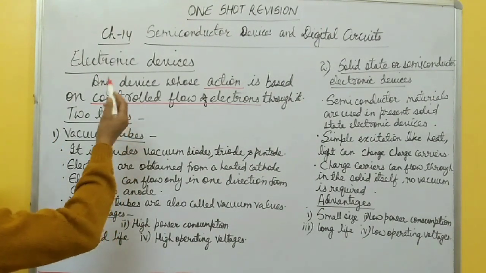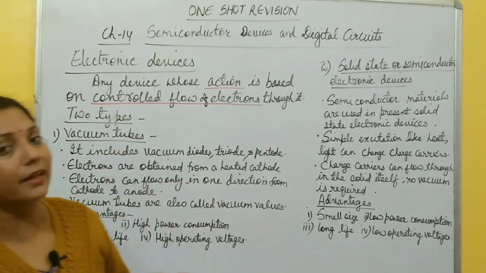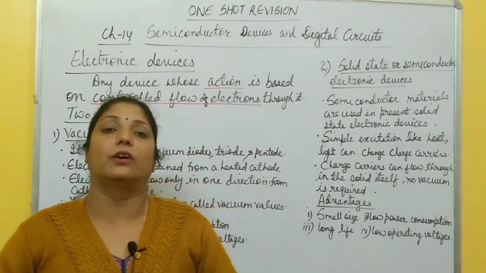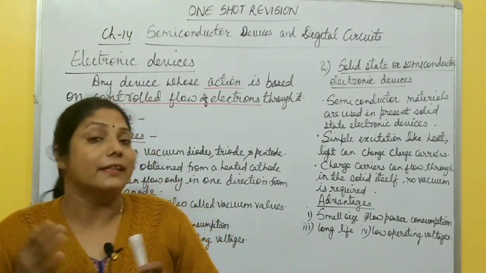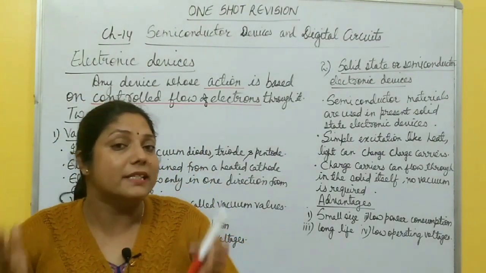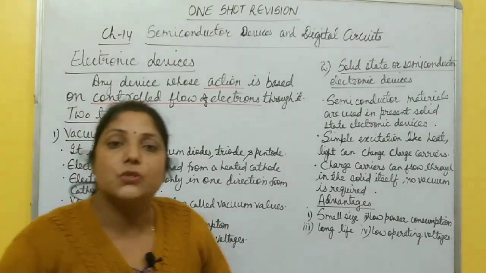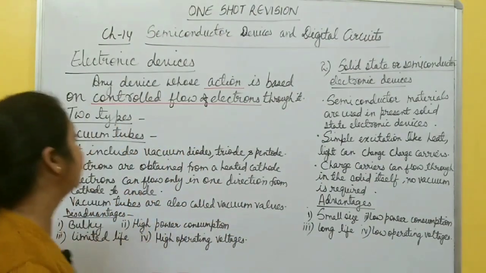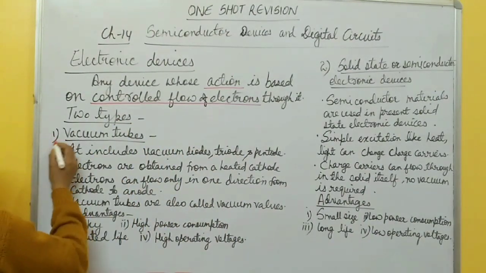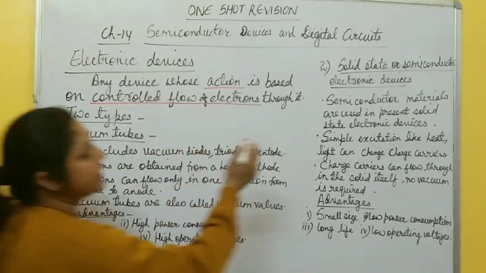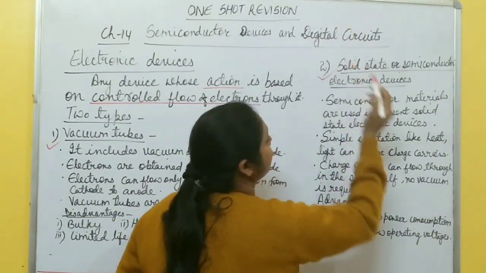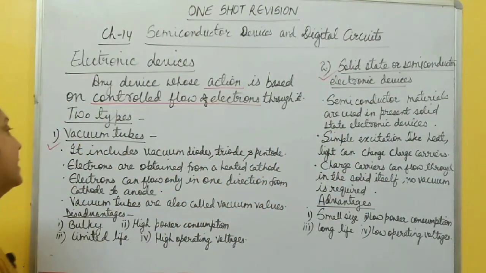The branch of physics which deals with these electronic devices is called electronics, right? And these electronic devices are the basic building block of all electronic circuits. So you must know about electronic devices. These are of two types. First one is vacuum tubes and second one is solid state or semiconductor electronic devices.